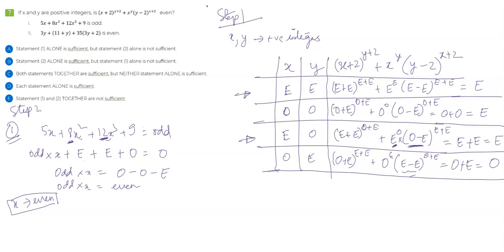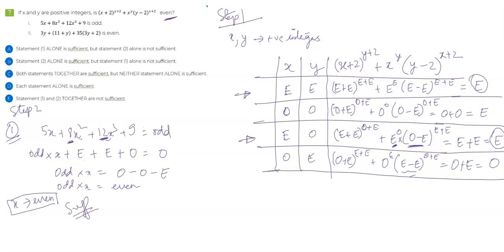Now, most of you who do not do a pre-analysis may think, hey, statement 1 is not sufficient, so let me discard it. But now look at both these scenarios. When x is even, in both these cases, it does not matter what y is, because in both the cases, you'll end up getting even only. So if x is even, you can confidently say that the given expression is definitely even. So this statement is sufficient.